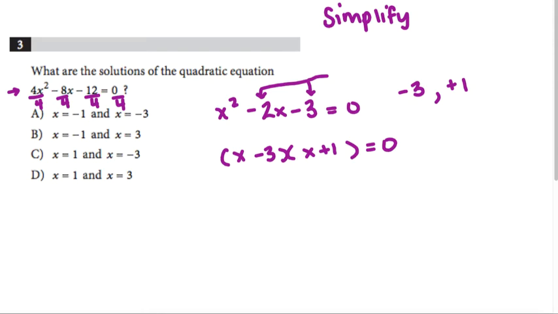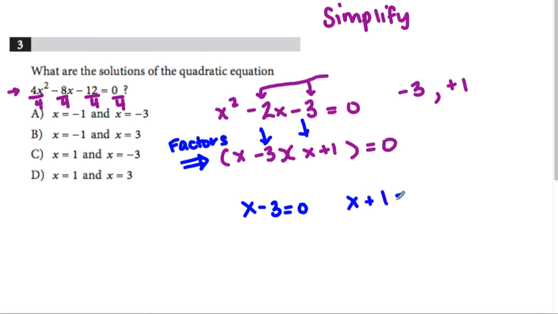All right, now let's make sure we understand. We've just factored it, so this is factored form or intercept form. So each of these are factors of the polynomial. And now we set each factor equal to 0, and we'll get x equals negative 1 and x equals 3. Always the opposite of the factors.